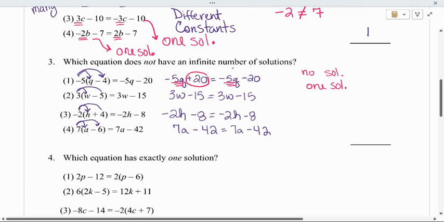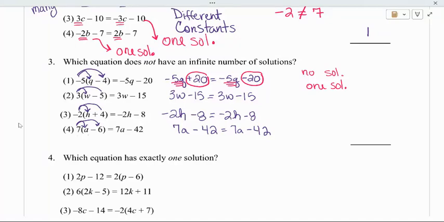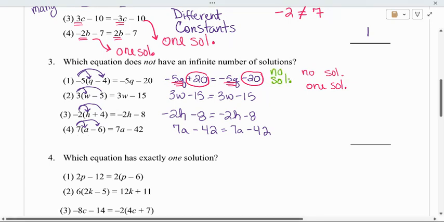Do they have the same constants? Is positive 20 the same as negative 20? No, they have different constants. So when we have the same variable and different constants, look at your journal under those special cases. Same variable, different constants means what? No solution. It means no solution. Good job. So this one is a no solution.